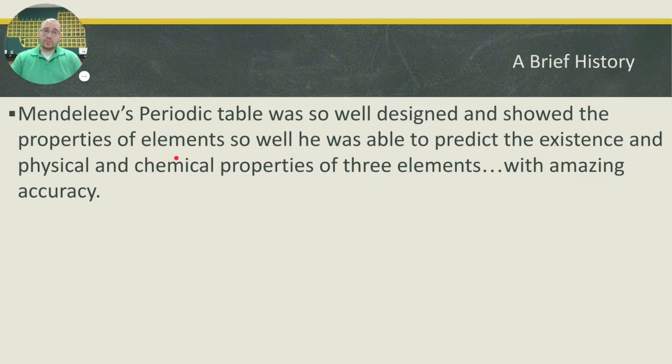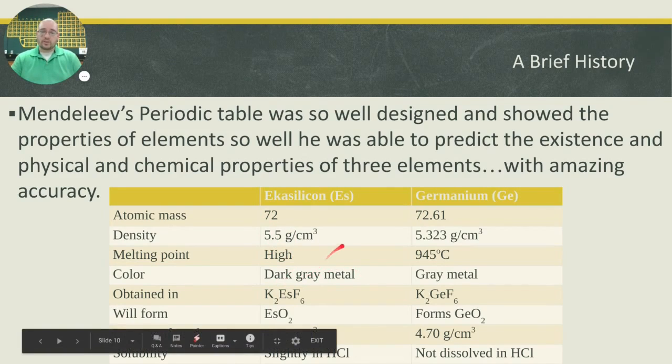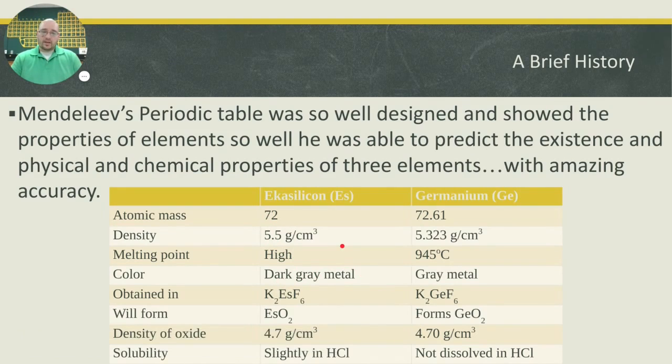So what he did was he actually predicted the existence of 3 elements. I'll show you one right here. He called it ecosilicon. All right. He predicted that its atomic mass would be 72, its density would be 5.5, that it would have a high melting point. He predicted what its color would look like, that it would be dark gray.